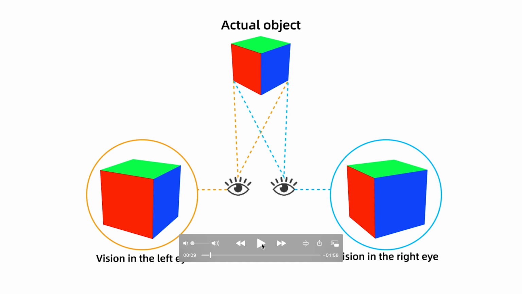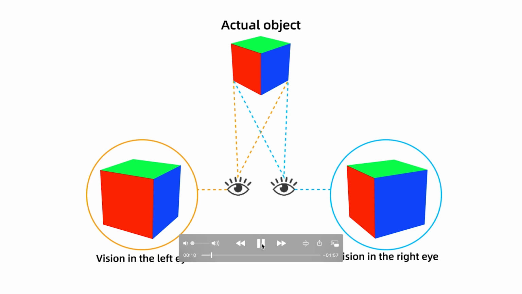The left eye generates the left side image, or left side vision, and the right eye generates the right side image, or right side vision. Then our brain composes a whole image in our mind, which gives us a real feeling for the real world. So that's how the human eyes see the real world, the logic of human vision.